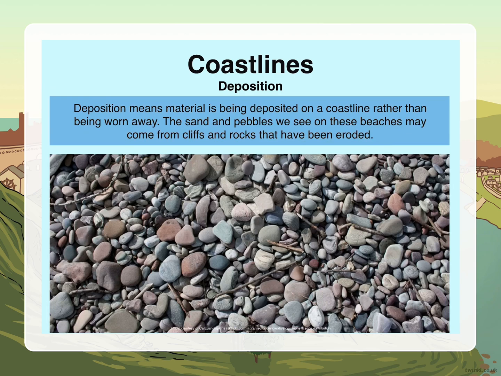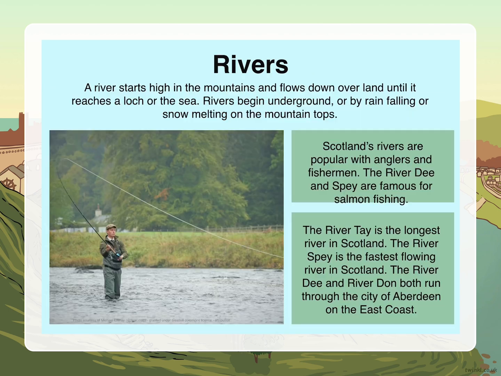So deposition, on our coastlines you might see deposition, and deposition means material is being deposited on a coastline rather than being worn away. So the sand and pebbles we see on these beaches may come from cliffs and rocks that have been eroded.